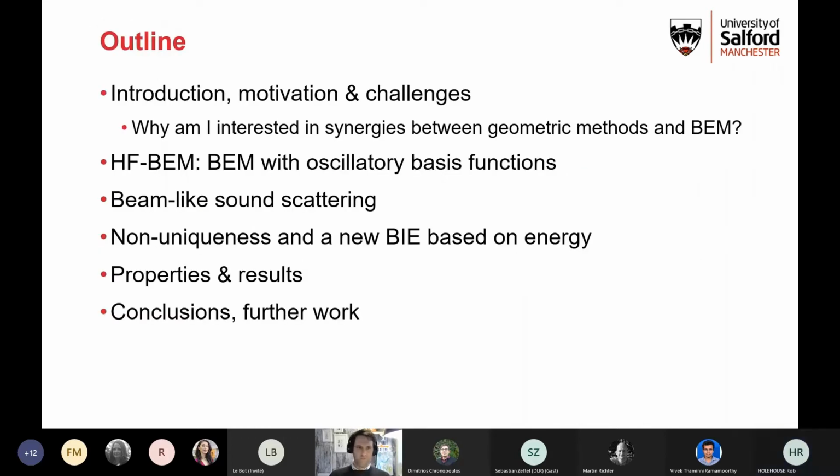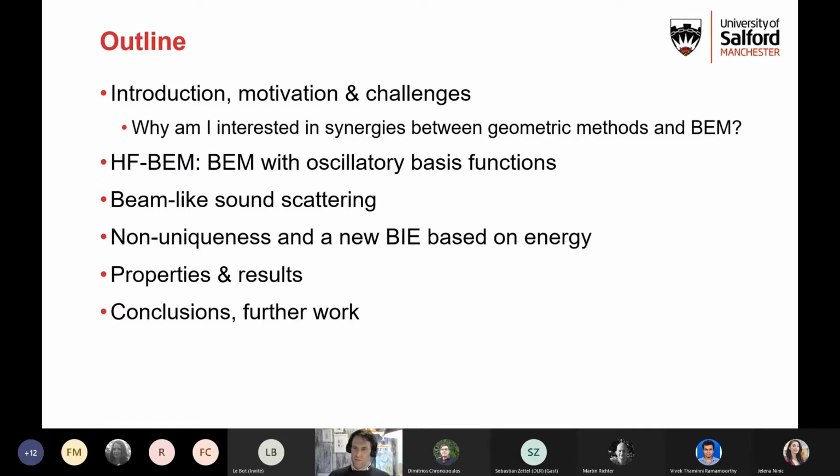So here's an outline. First of all, I'm going to talk about sort of motivation and challenges, give a bit of background, and just talk about why I'm interested in synergies between geometrical acoustic methods and boundary element method. Then I'll just say what high frequency boundary element method is, because as I say, I'm not so sure everybody would know. It's boundary element method enriched with oscillatory basis functions. And we saw some other talks on enriching finite element yesterday, which were very interesting.